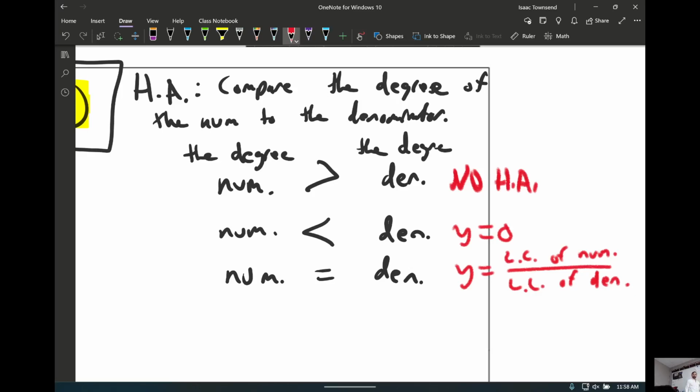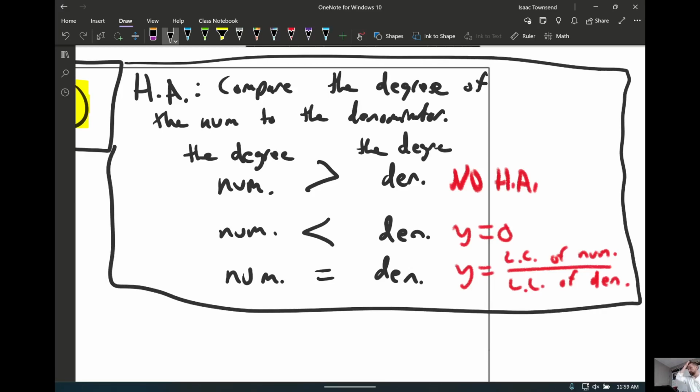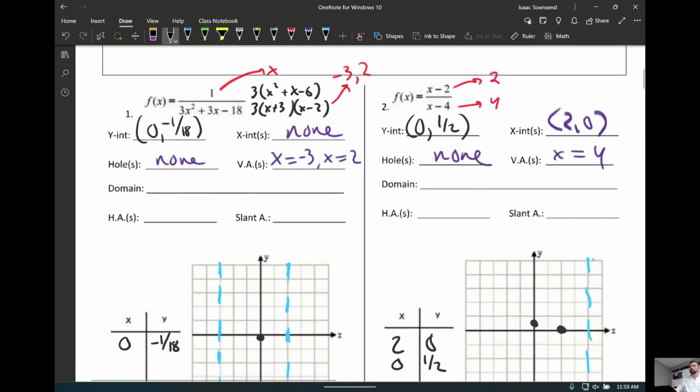So again, once you know those rules and you know what you're supposed to be doing, horizontal asymptote questions should not take you more than about 5 or 10 seconds each. So let's go ahead and do this for questions 1 and 2 and add them to the graph. So question 1, the degree of the numerator is 0. If it helps, you can think of this as 1x to the 0. There's no x's there, so the degree is 0. Degree of the denominator is 2. Anytime the degree of the denominator is bigger, the horizontal asymptote is y equals 0.